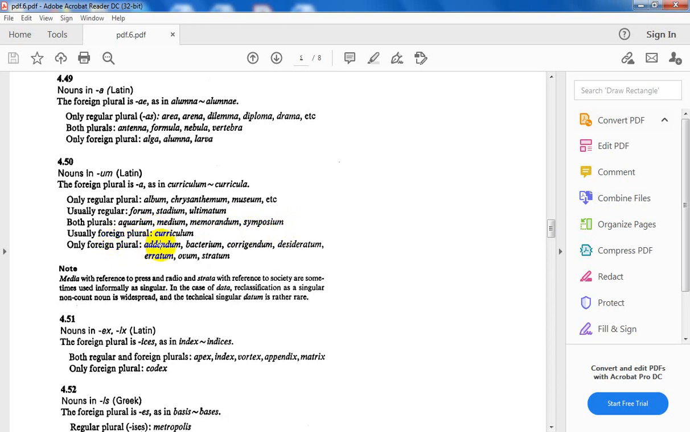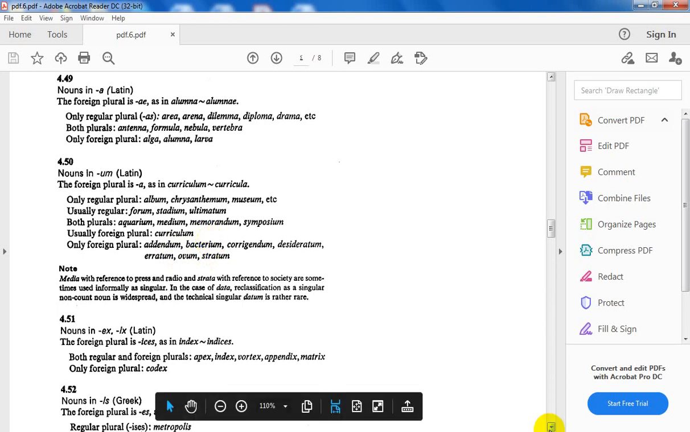Usually foreign: curriculum, say what? Curricula. Only foreign: addendum, bacterium. So addendum is what? Addenda, changing UM to A. Bacterium, bacteria. See? Erratum, errata. Ovum, ova. Stratum, strata.